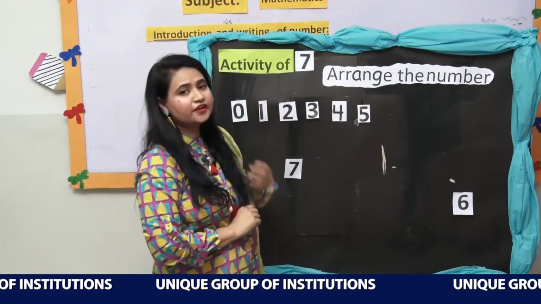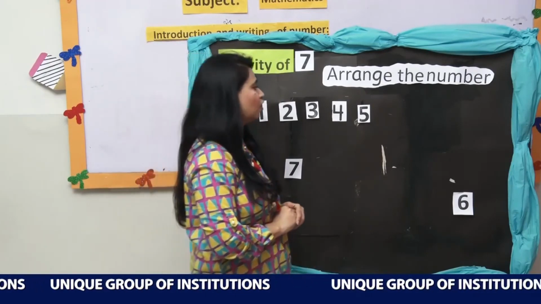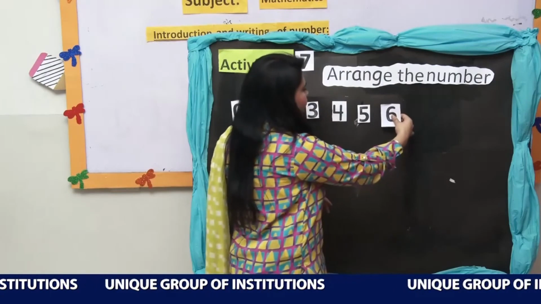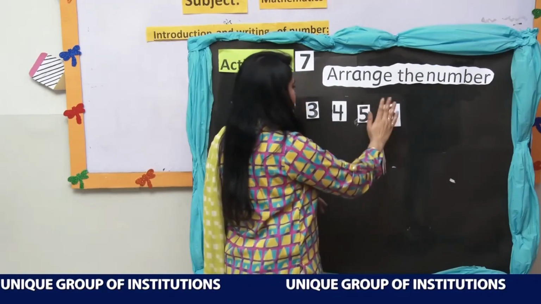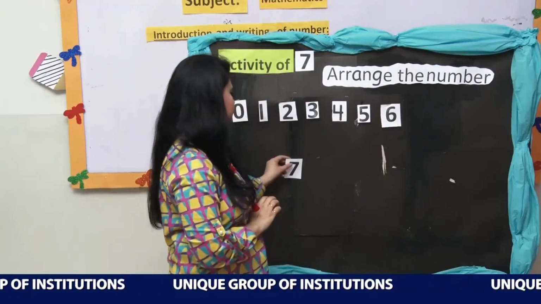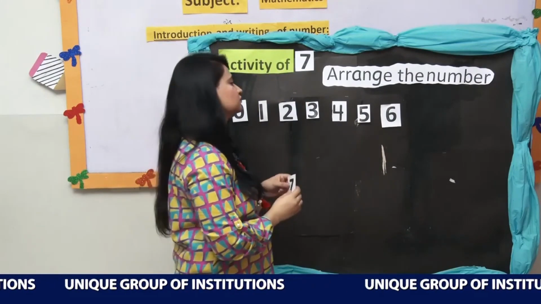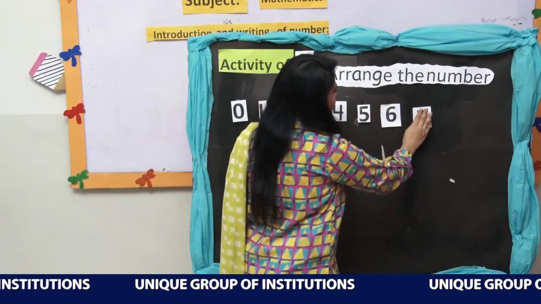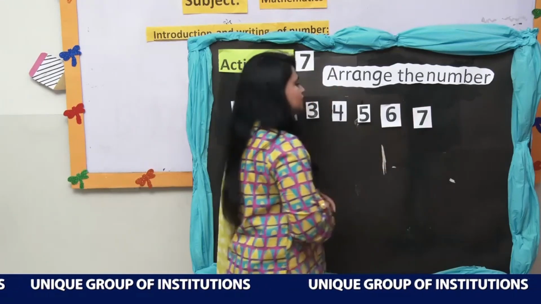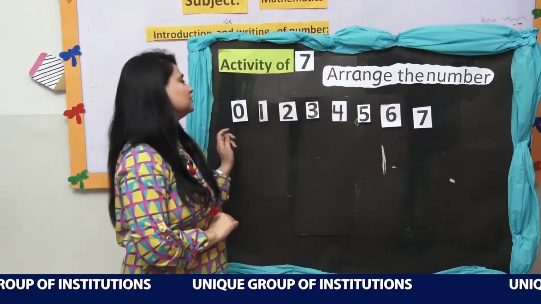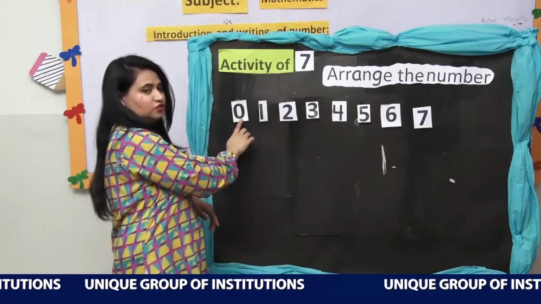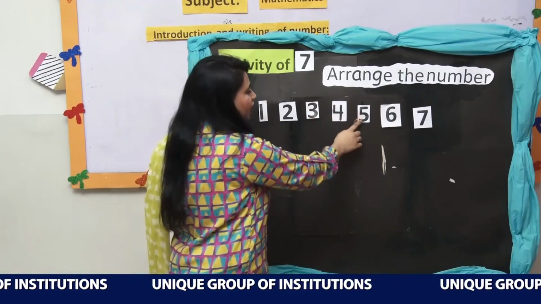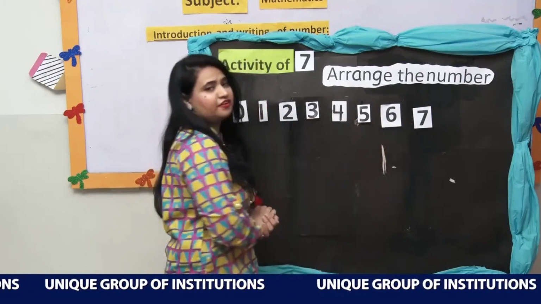And after number 5, number 6. What comes after 5? 6. And we have to paste it here. After number 6, number 7. Number 7 comes after number 6. We have done it. Let's count it. 0, 1, 2, 3, 4, 5, 6, and 7.